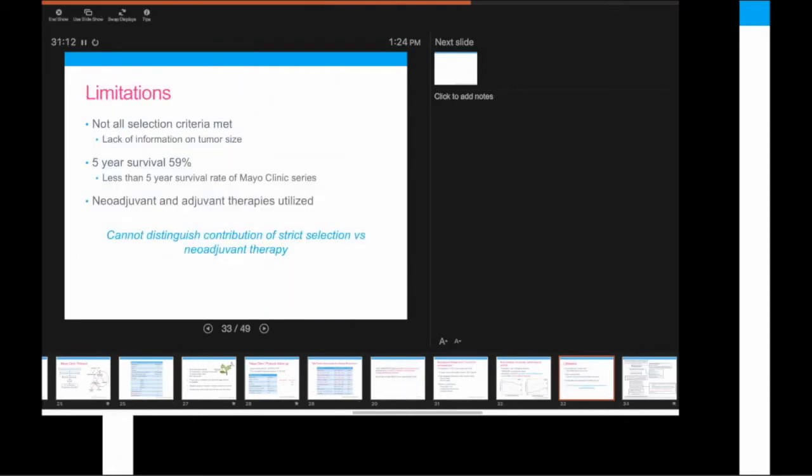However, the limitations of these studies are that not all the selection criteria were met. A lot of the tumor biology and tumor size information was not available because it was a retrospective study, and their 5-year survival rate was actually lower than that of the Mayo Clinic series. It was also difficult to determine in the patients who did receive neoadjuvant therapy and adjuvant therapy what modalities were used. So based on the study, they couldn't distinguish the contribution of strict selection versus neoadjuvant therapy, so the recommendation is to continue with the Mayo Clinic protocol.